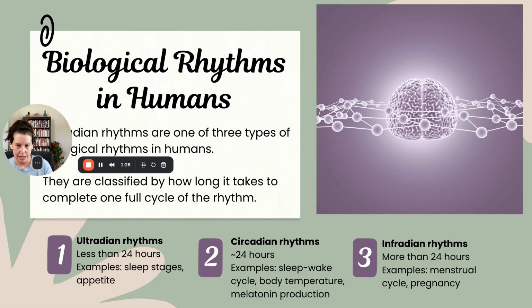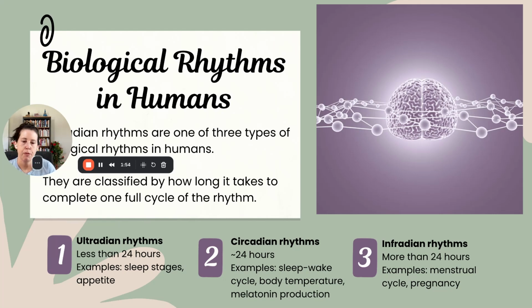So your sleep stages, it varies from person to person, but let's just say like an hour and a half to go through stage one, stage two, stage three, and then a REM cycle. It doesn't always go in that order. But to go through one full cycle, and then you cycle through that several times over the course of the night. Or your appetite, you cycle through hunger and fullness several times over the course of a 24-hour day. So ultradian is less than 24.